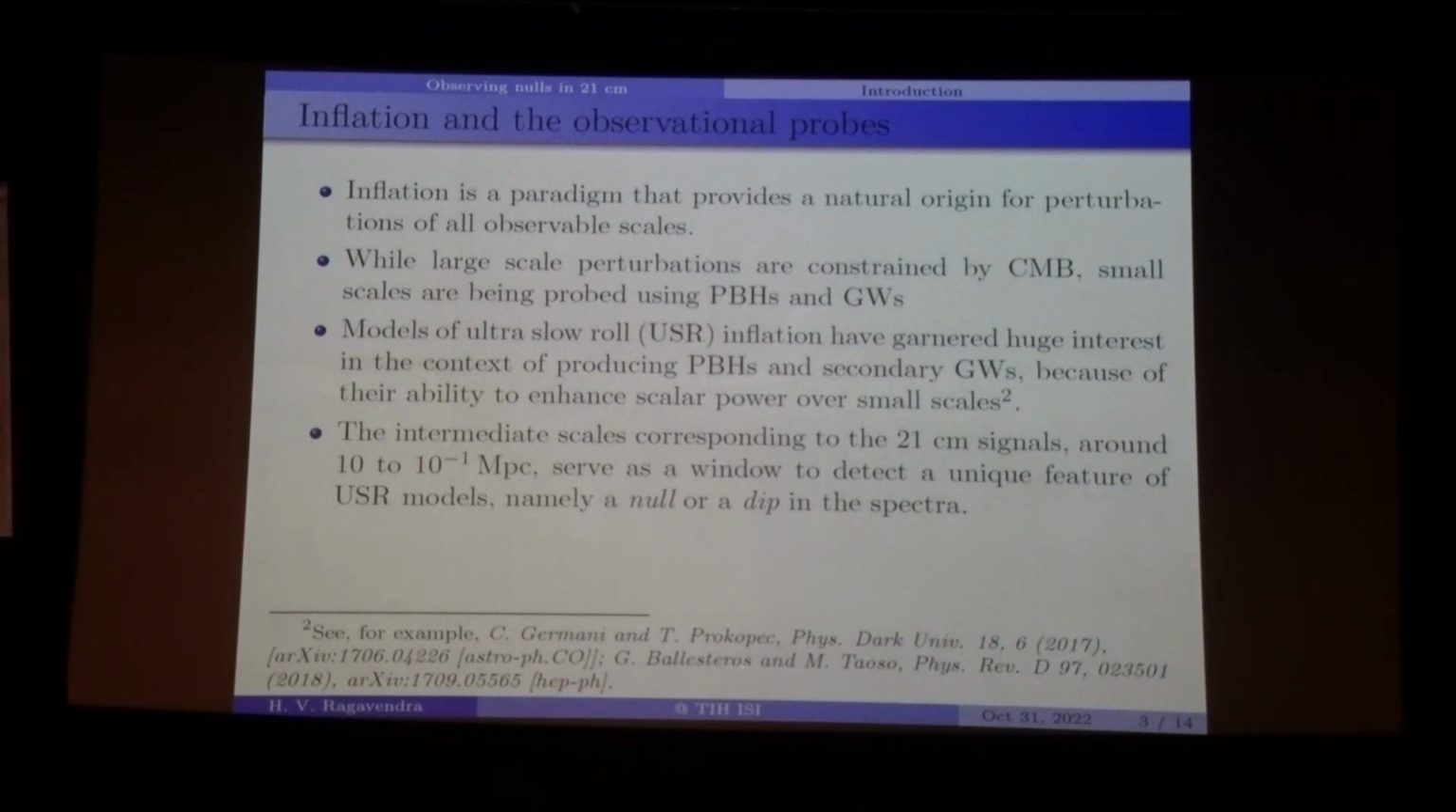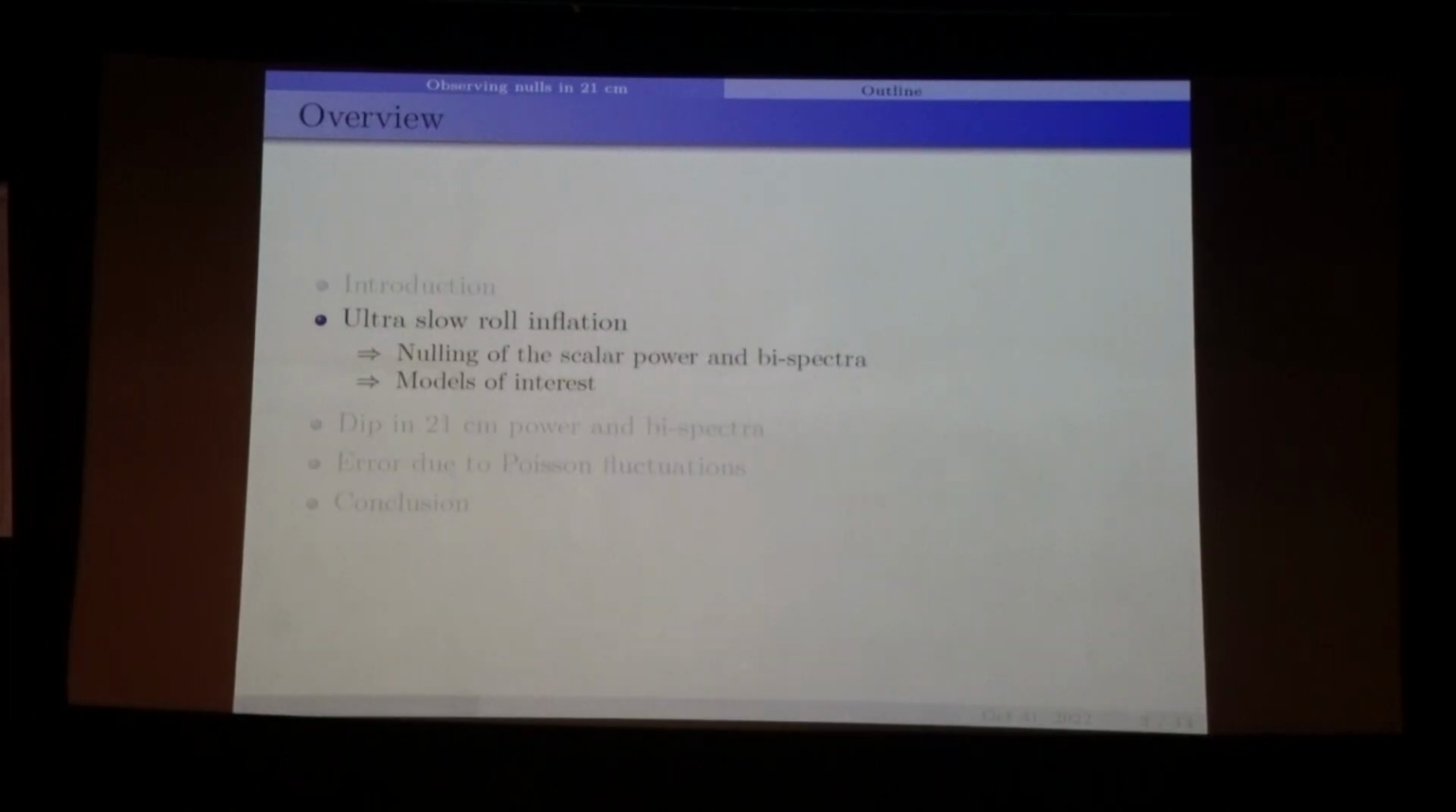But what is less noticed is that before they produce these enhanced power spectra over small scales, they also produce a feature of null or a dip in the intermediate regime that may as well correspond to these 21 centimeter signals, particularly if they are placed suitably in this window of wave numbers. So, this is what we will explore in our talk. I will illustrate this using ultra slow roll models.